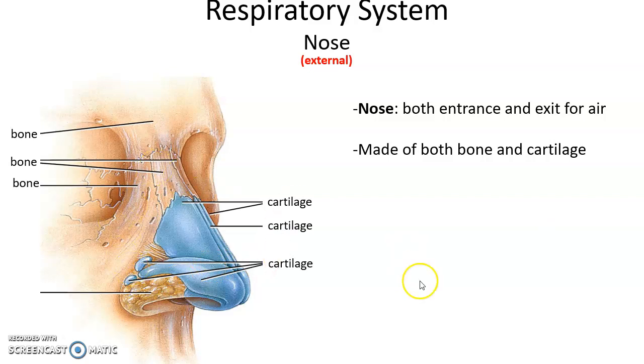All right, the nose, as we know, external structure. It's the entranceway and the exit for air. Air both enters and exits through the nose. It is made of bone and cartilage.